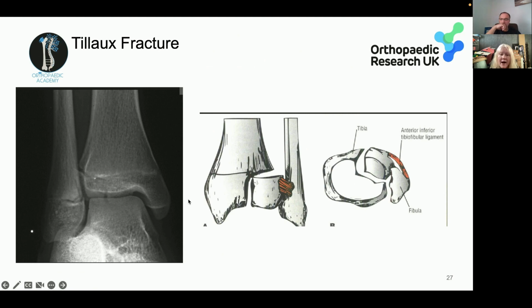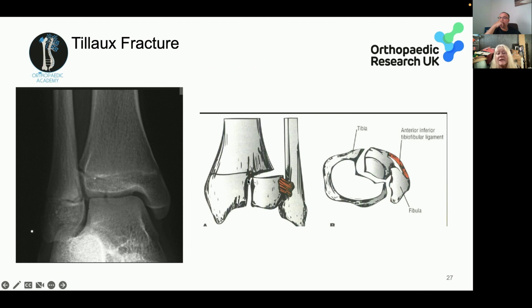So what happens in a Tillaux fracture is you've got more fusion of the growth plate than you do in the 13-year-olds. So you don't get the triplane, but what you get is this fragment of bone being pulled off by the ankle syndesmotic ligaments there.